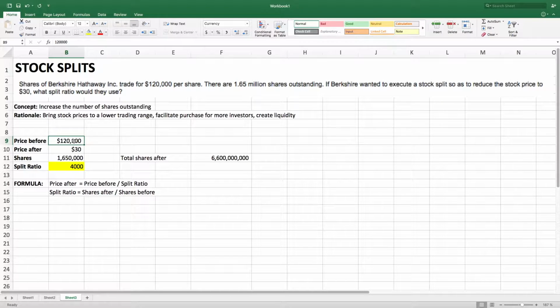So this was basically an introduction to stock splits and how they work. Hopefully this video helps you get a better understanding of why a company executes a stock split and what impact it has on the shares, individual ownership, and the price of the stock.